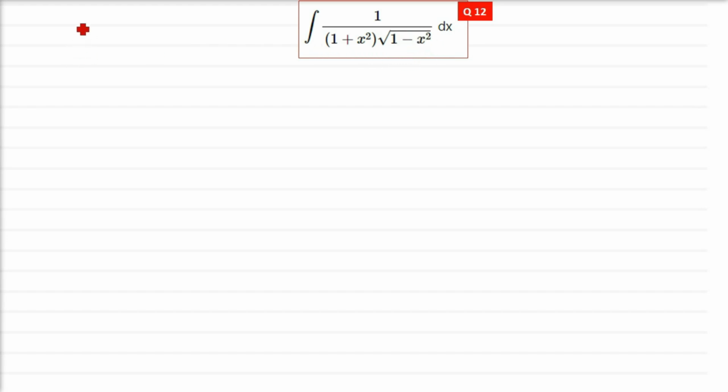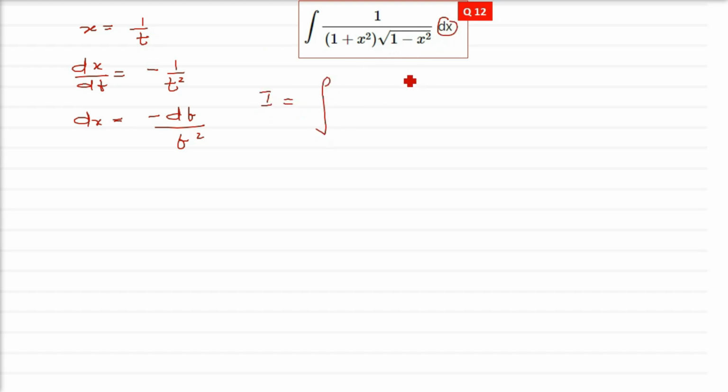1 minus x square. So when we put x equals 1 by t, then we'll differentiate it. So we'll get dx by dt equals negative 1 by t square. That means dx will be equal to negative 1 by t square into dt. So this dx we can replace. Now all the x has to be replaced with 1 by t. So the integration will be something like this. In place of dx we will write negative dt divided by t square, and 1 plus x square.